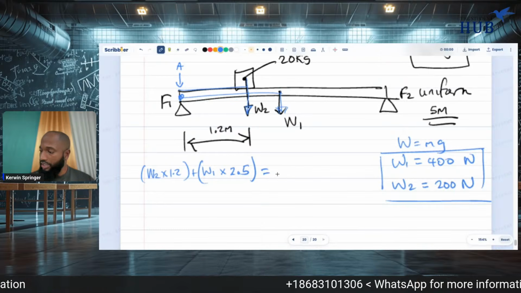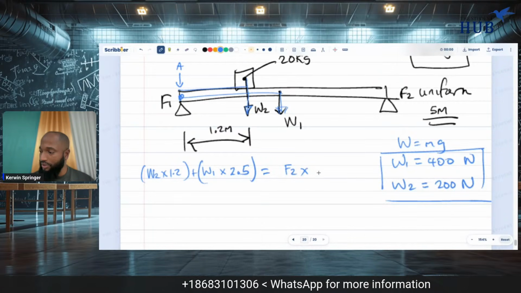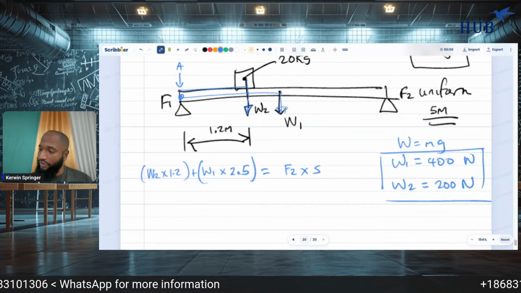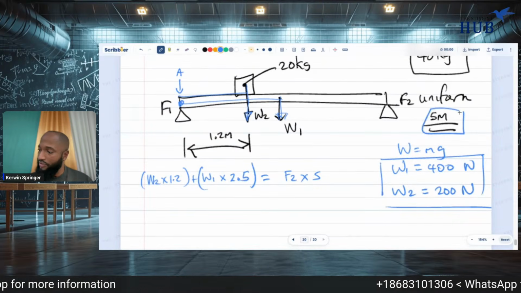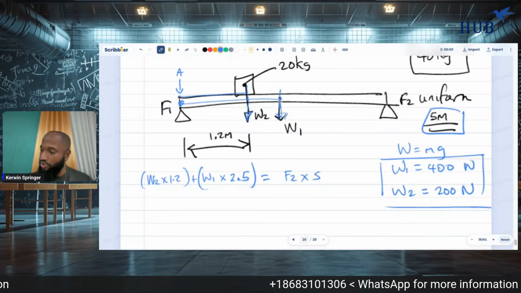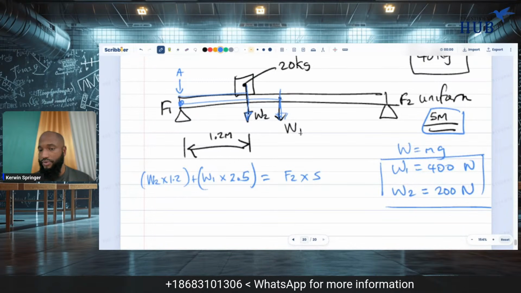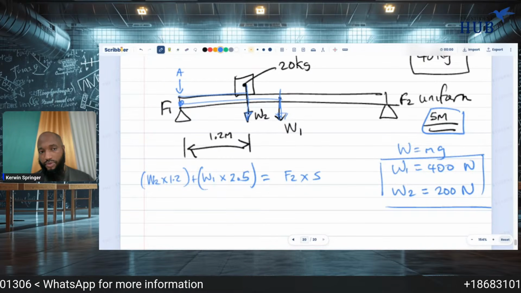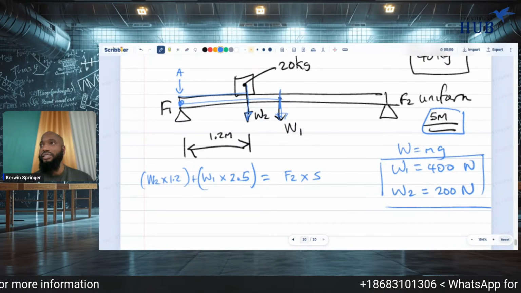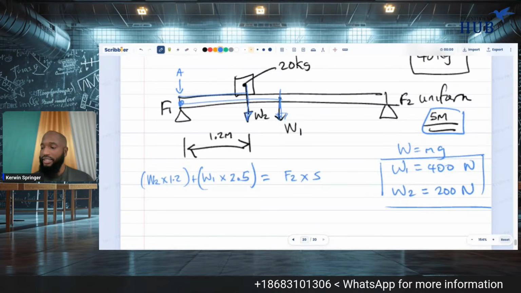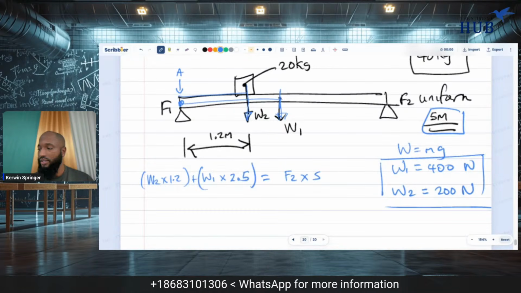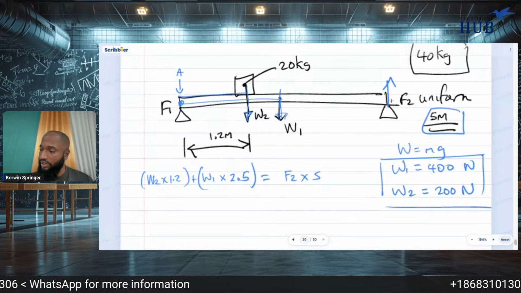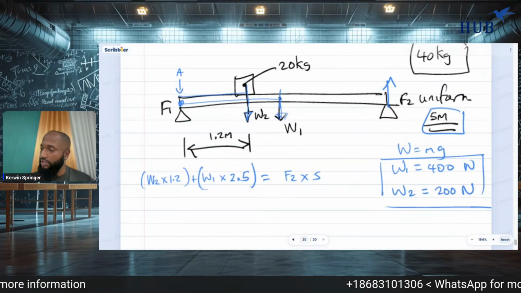And then this must be equal to F2 times 5. How do you get the 2.5? Because the whole length was 5. So W1 has to be halfway. It's uniform, 2.5. Any questions? Is it making sense? F2 is going this way. This is anti-clockwise. And it's F2 times the whole length of this, which is 5.